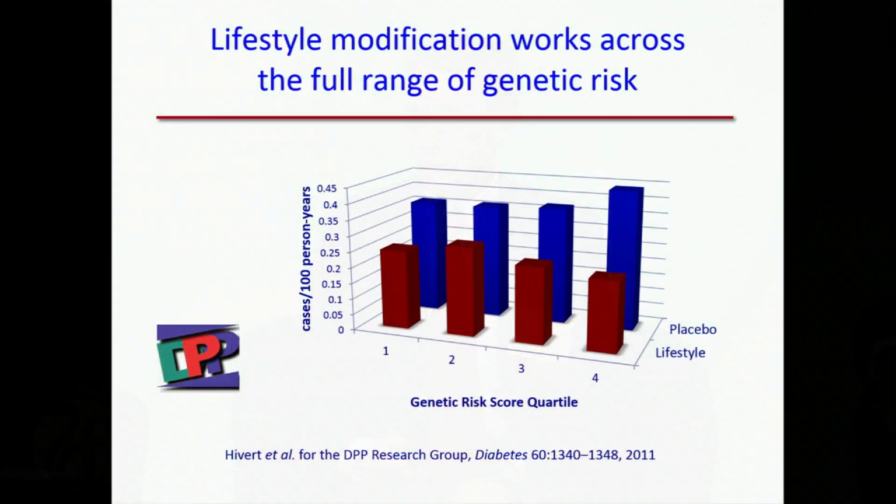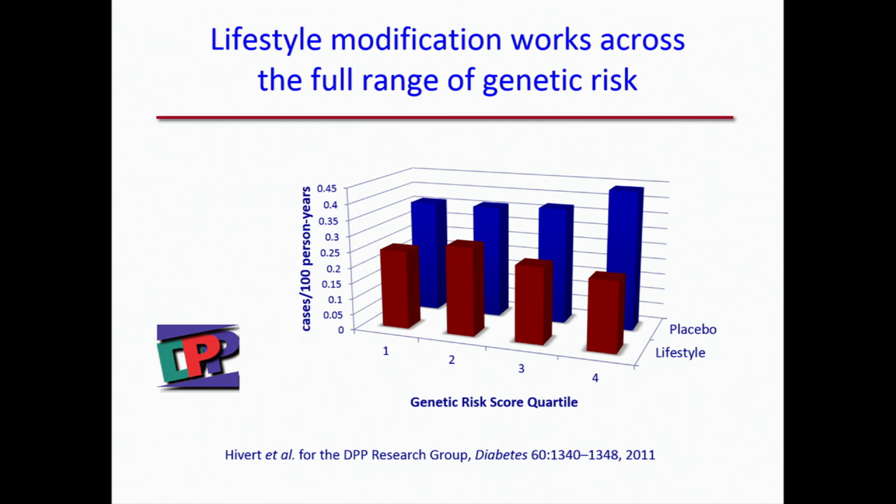Another example might be in the stratification of the population in groups where interventions may make more sense. So in this example from the diabetes prevention program, one of the clinical trials that Dr. Rogers alluded to, we took participants who had prediabetes and were at high risk of developing diabetes and divided them by their genetic risk score. Shown in the four bars are the quartiles of genetic risk score, with the highest genetic risk to the right, the lowest genetic risk to the left.